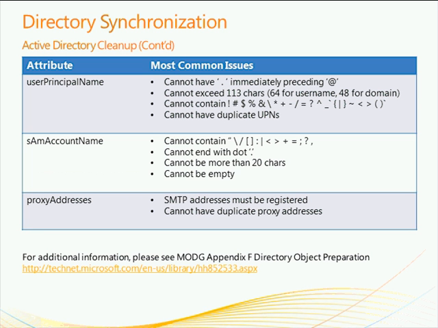One thing I wanted to point out is that your user's SMTP addresses, if you have Exchange on premises, can be synced, but the domains need to be registered with the service. They need to be added to Exchange Online and Office 365.